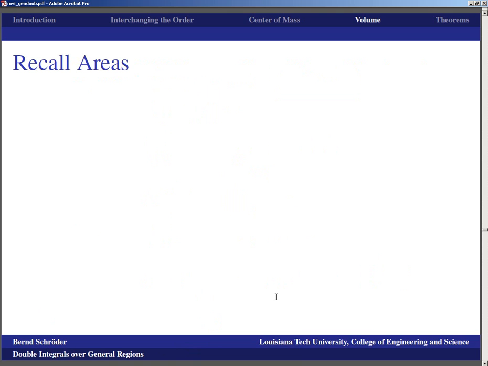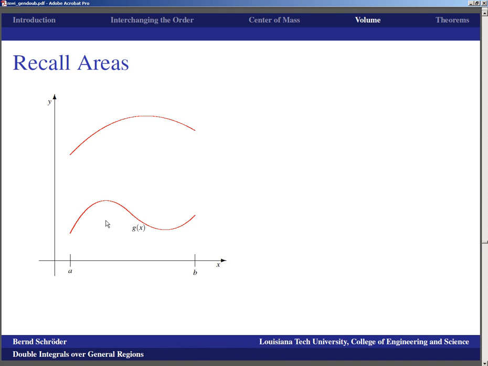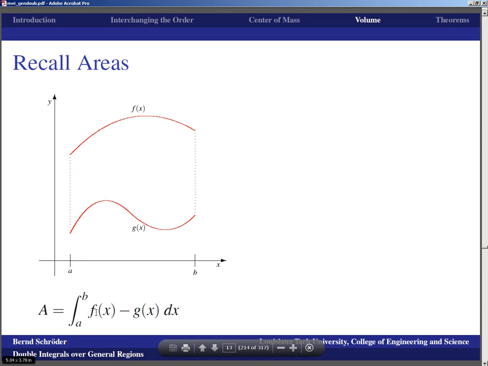Okay, let's look at volumes. How did we compute areas in a two-dimensional setting? Well, we looked at a two-dimensional coordinate system, and then if we went from a to b and we had a lower function and an upper function, then the area trapped between these two functions was the integral from a to b of f of x minus g of x, upper function minus lower function.